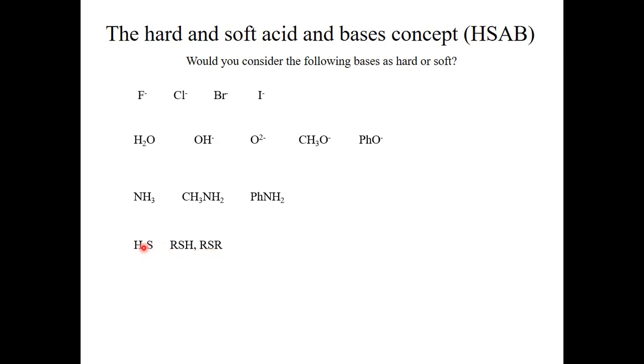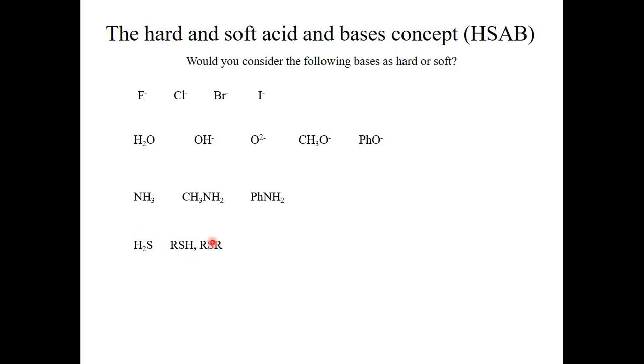Yes, so the sulfur is an atom from the third row of the periodic table, so it's actually below the oxygen, so it's significantly larger than the oxygen. For that reason, it is significantly softer. So whenever we have sulfur as a donor atom, then we can consider the species as a soft species. Now again, there are some nuances. So this is somewhat harder than this one, which is somewhat harder than this one.